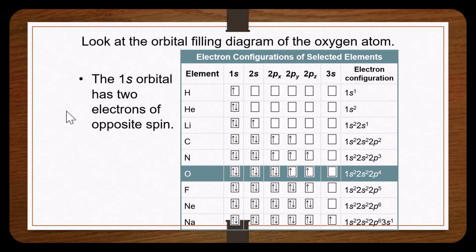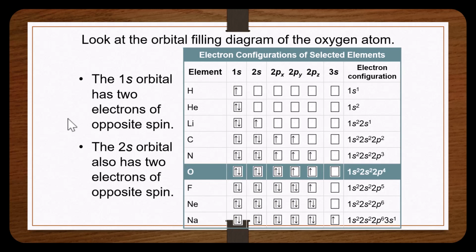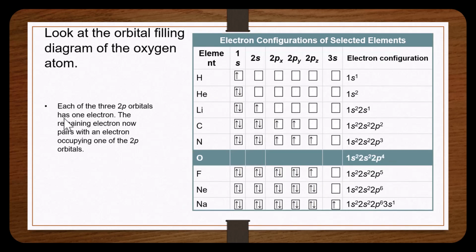So looking at the orbital filling diagram of oxygen, we can see that the 1s orbital has two electrons of opposite spin, which is right here. The 2s orbital also has two electrons of opposite spin, which is right here. Each of the three 2p orbitals has one electron. The remaining electron now pairs with an electron occupying one of the 2p orbitals. So this is filled up.